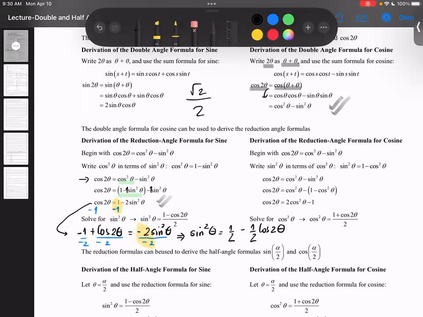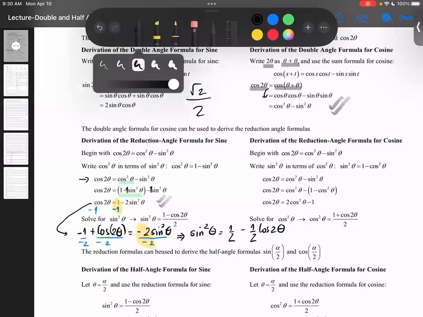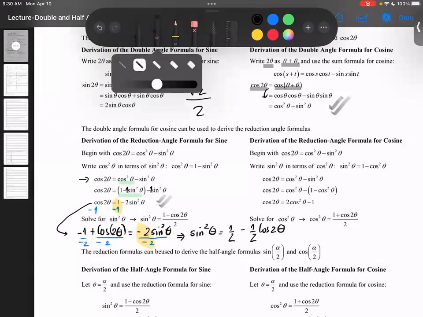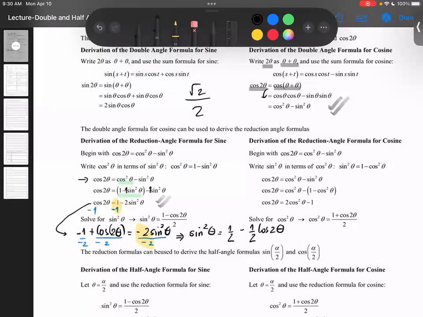For me, it's a good habit to put parentheses around the input, the angle, so you know not to cancel whatever is outside it. If you want to write it with one common denominator, you get that one.